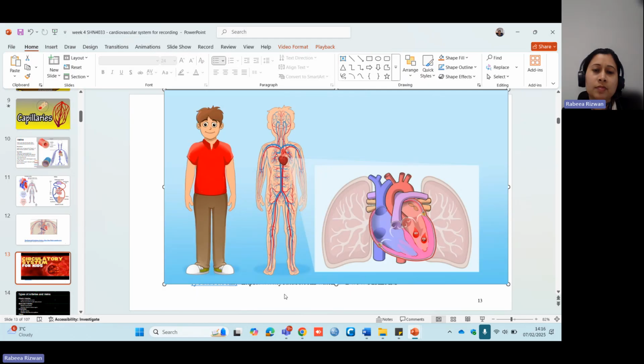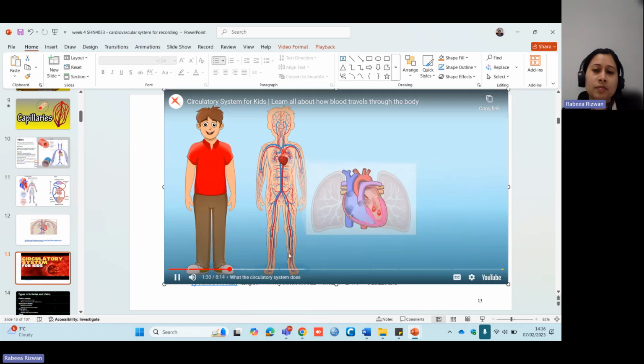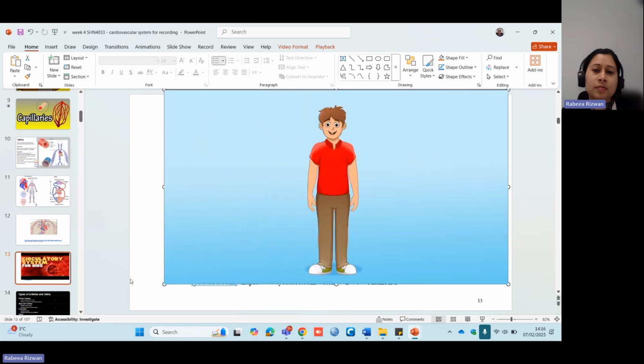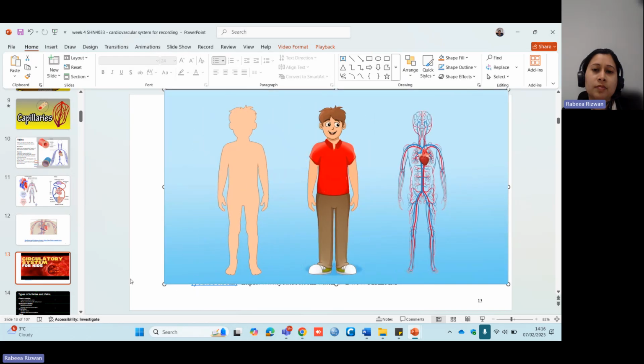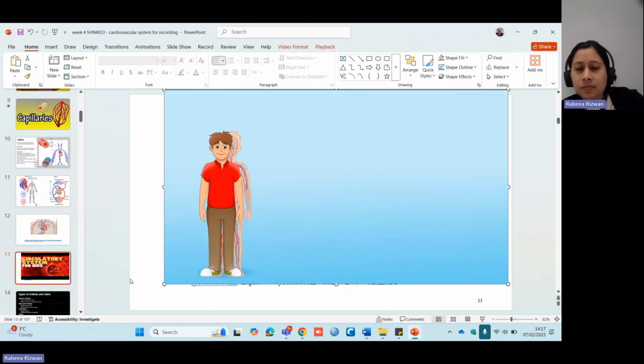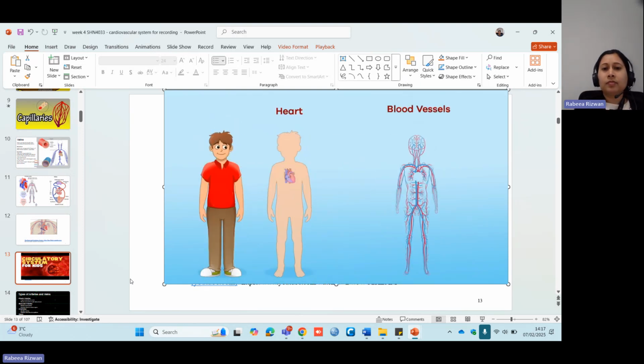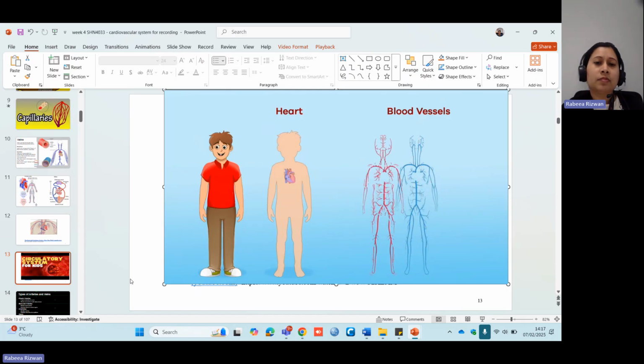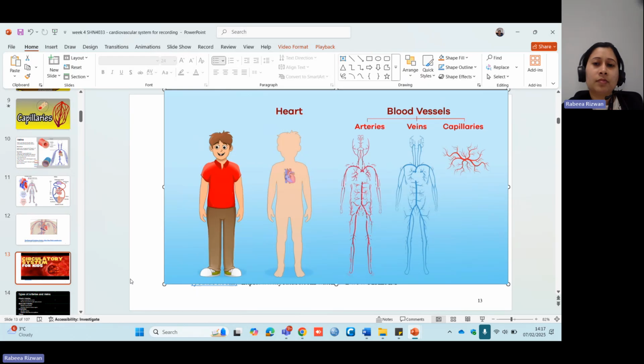This oxygen comes from the air you breathe into your lungs. So, the circulatory system is many different parts of your body, all working together to make sure that every cell is getting what it needs to thrive. There are two main parts to the circulatory system, the heart and the blood vessels. Blood vessels include arteries, veins, and capillaries.